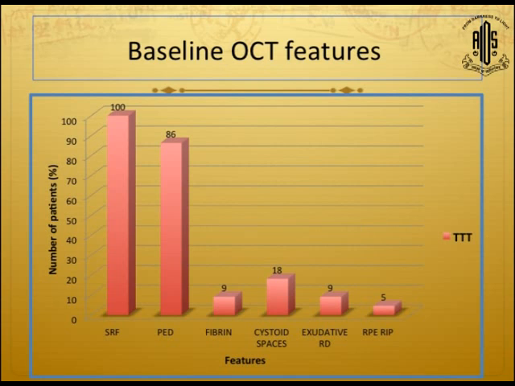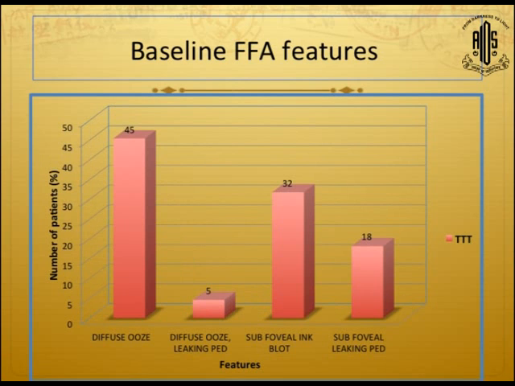The baseline OCT features: almost every patient had SRF, followed by 86% who had PED, and cystoid spaces with exudative RD in almost 9% of patients, with fibrin in 9% of patients. This suggests we have pretty chronic patients in which we have tried this treatment protocol. Again, baseline FFA features: 45% had diffuse ooze, suggesting chronic CSR patients, followed by a subfoveal ink blot leak in 32% of patients and subfoveal leaking PEDs in 18% of patients.